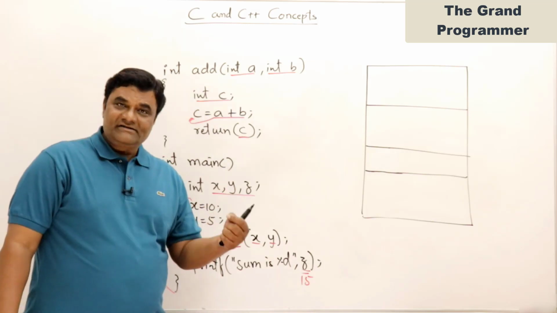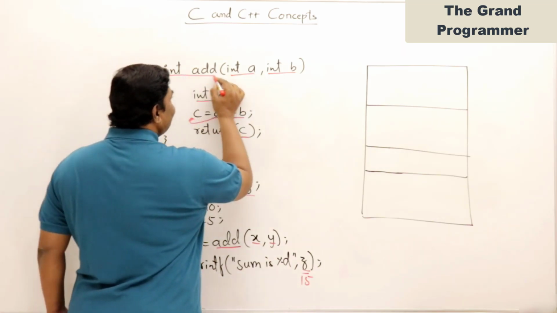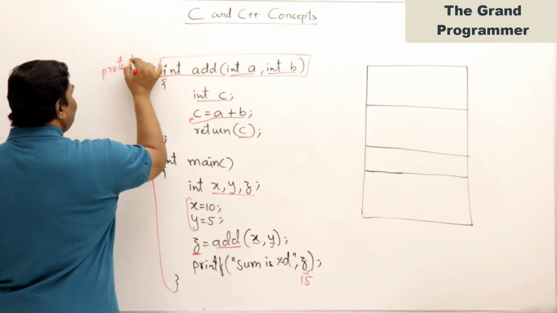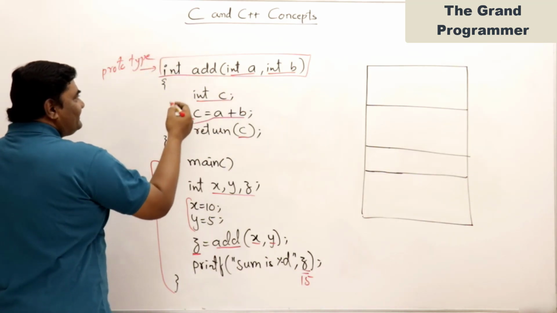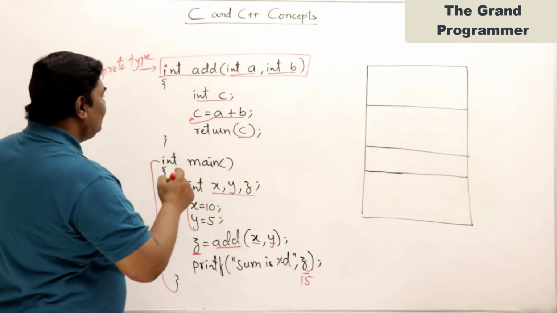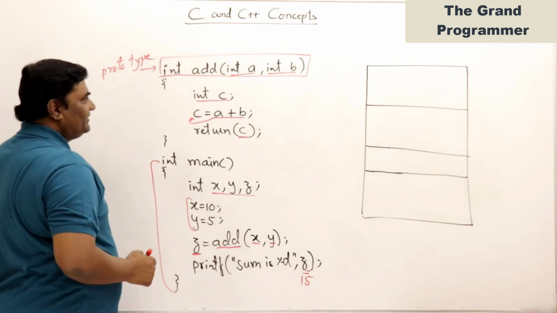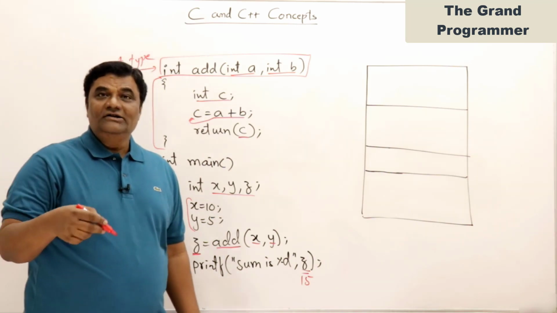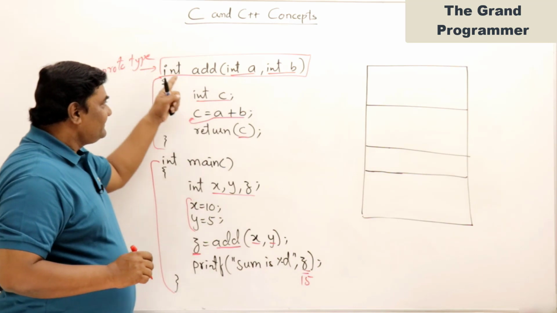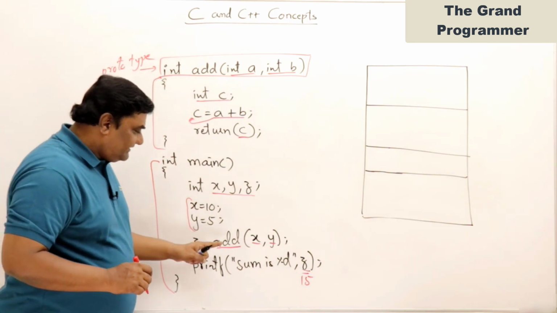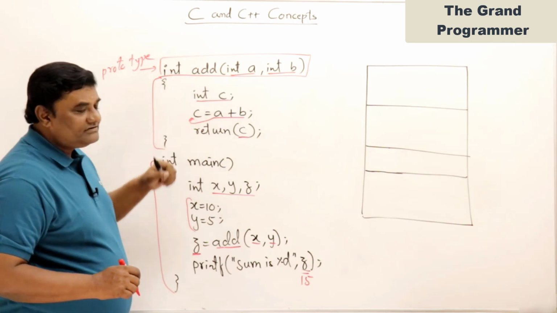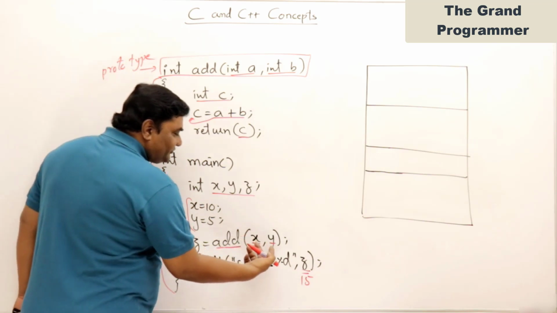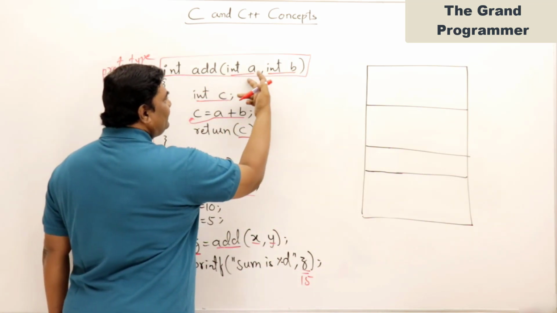Now let us learn some terminology. This is the prototype of a function, or the header of a function. It is called the prototype, or the signature of a function, and this is the declaration of a function. Then this body is the definition of a function. So this is the declaration and definition of a function, and this is the function call. We are calling the function. Now, what are parameters? Here we are passing these 2 values, x and y, to this function, which is taking 2 parameters.